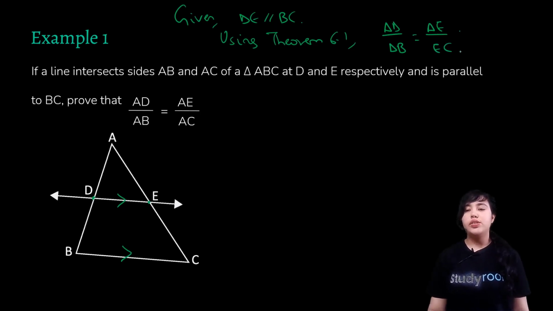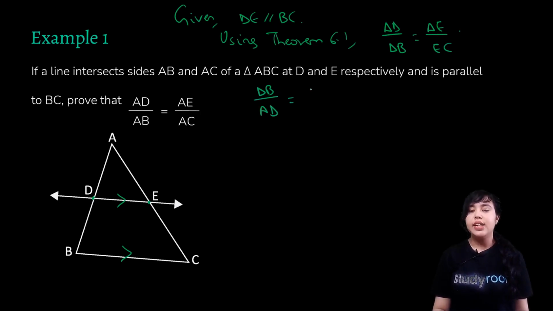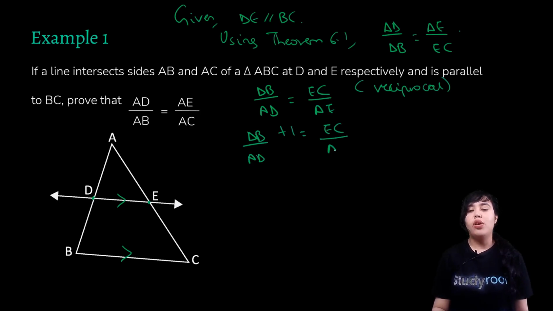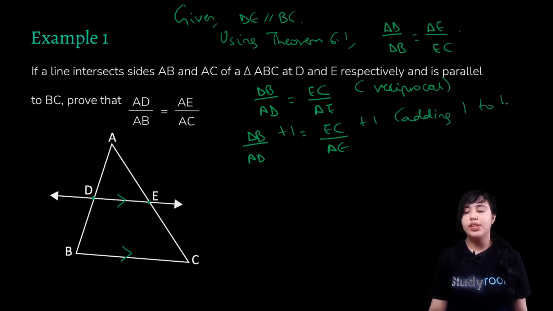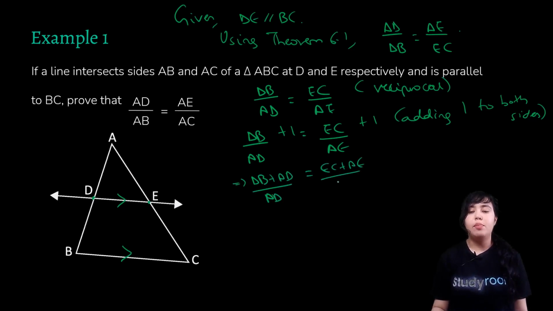Now what you can do is take the reciprocal on both sides, so you will get DB upon AD is equal to EC upon AE. You've done nothing but take the reciprocal on both sides, and now you add 1 to both sides, so you'll get DB upon AD plus 1 is equal to EC upon AE plus 1. So if you take the LCM, you'll have DB plus AD upon AD, and this will be EC plus AE upon AE.